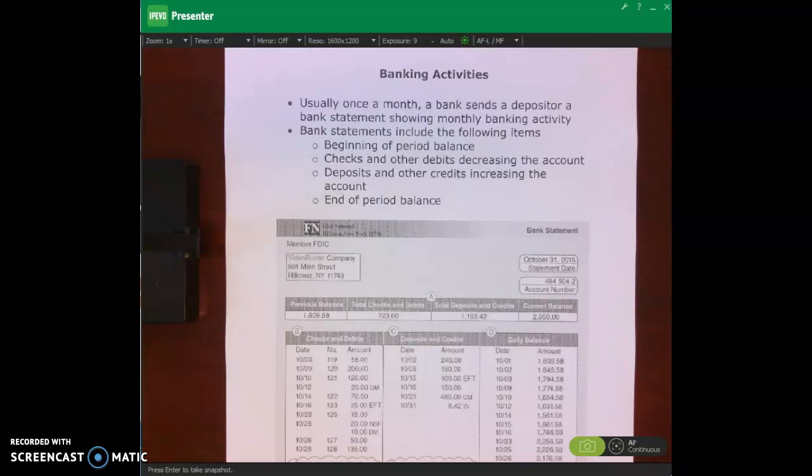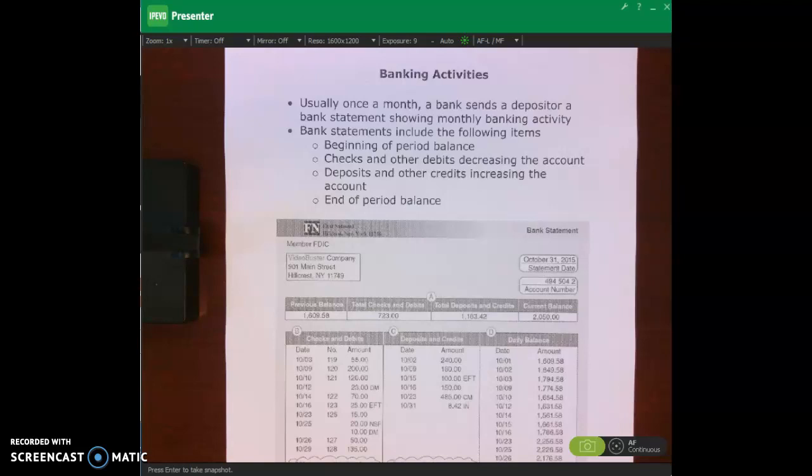Starting on page 158 of your course pack, it says here that usually once a month, the bank is going to send the depositor, which would be the company. So we're the company, and the bank is going to send us a bank statement that shows us our monthly banking activity. More and more, this is online, but I still get some bank statements from my bank.